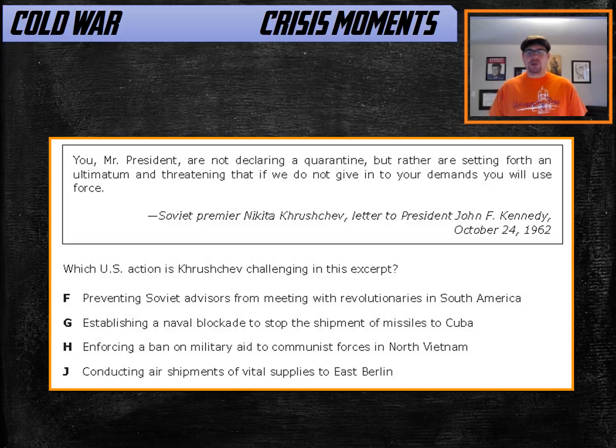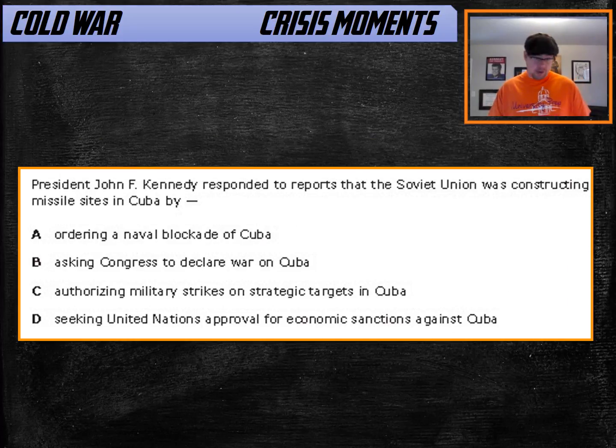What you see here is Khrushchev telling Kennedy, you shouldn't blockade Cuba. You should not quarantine Cuba. So what is this talking about? Answer choice G, establishing a naval blockade stopped the shipment of missiles to Cuba. You're going to see the Cuban Missile Crisis again. For instance, here's another one. President Kennedy responded to reports that the Soviet Union was constructing missile sites in Cuba by doing what? A, ordering a naval blockade of Cuba. So what do you notice? If it's about the Cuban Missile Crisis, it's probably going to be talking about the blockade or quarantine of Cuba. Could be either word, and you need to know that they're interchangeable.